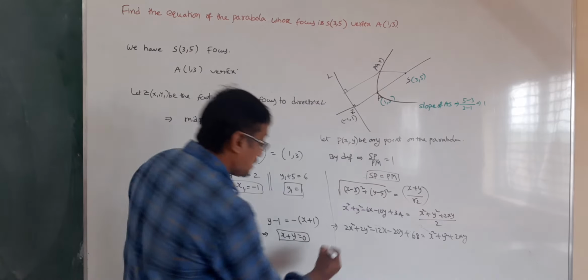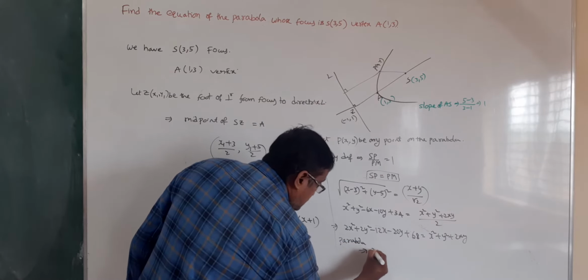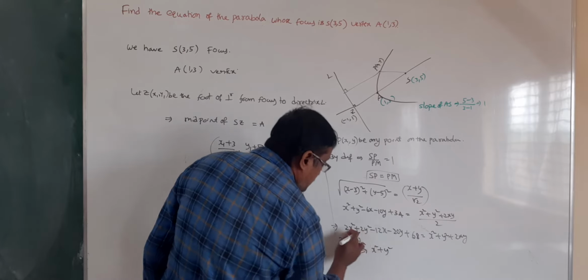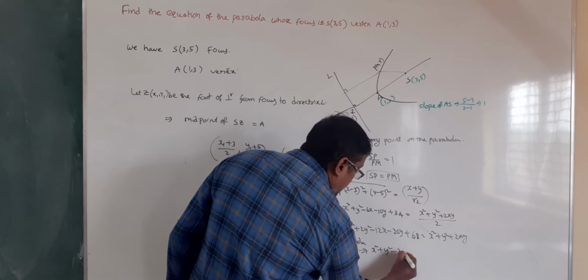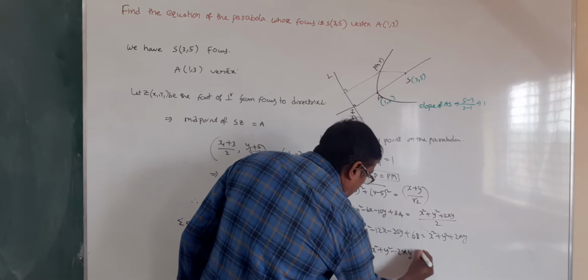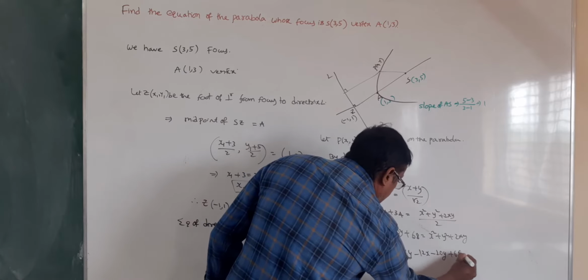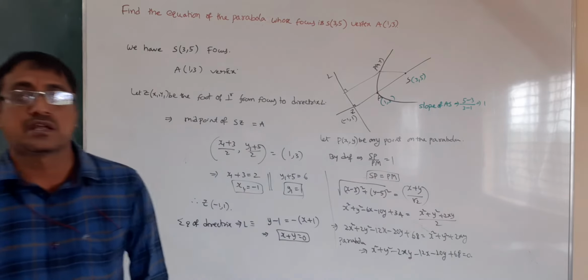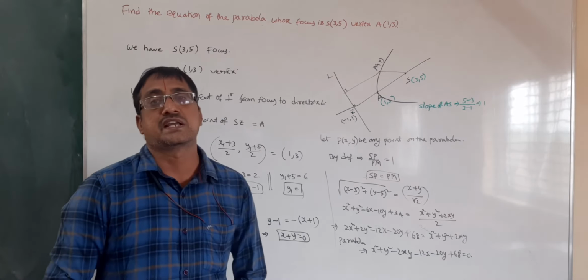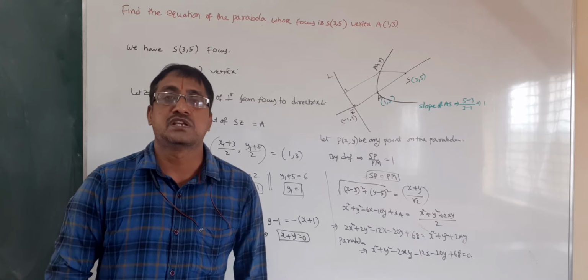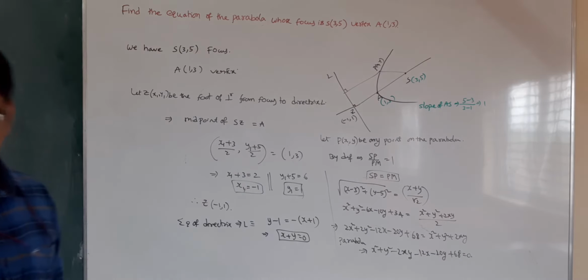So finally, the required parabola is x square plus y square, 2x square minus x square, 2y square minus y square, minus 2xy minus 12x minus 20y plus 68 equal to 0. This is the required equation of parabola. You can observe that it is in the form of a second degree non-homogeneous equation. Very, very important problem.